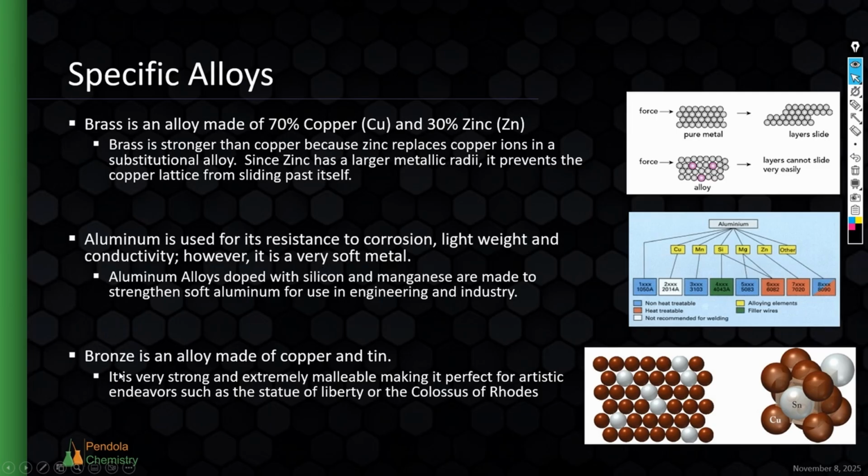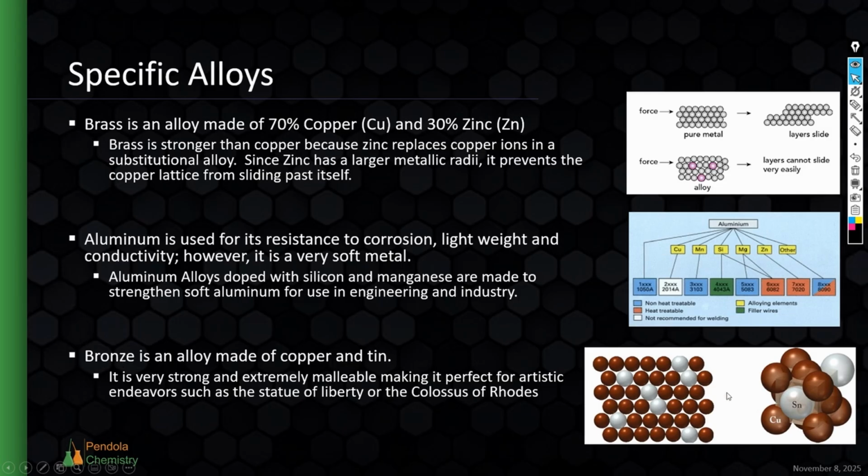Finally, bronze. Bronze is the other specific alloy that you need to learn about. Bronze is an alloy made of copper and tin. It is very strong and extremely malleable, which is why we use it for things like instruments and statues. So it's perfect for making things like art. The Statue of Liberty is made out of bronze, for example. The Colossus of Rhodes was made out of bronze. And bronze is also a substitutional alloy.